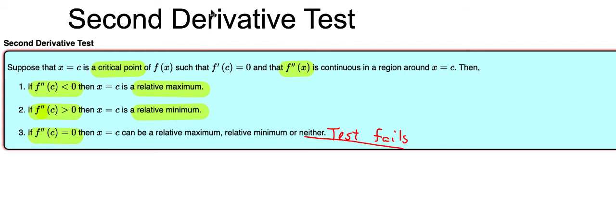So that's the procedure that we're going to do. So let's do an example. Okay, let's say h of x is defined by 3x to the 5th minus 5x cubed plus 3. We want to find all our extrema values using our second derivative test.